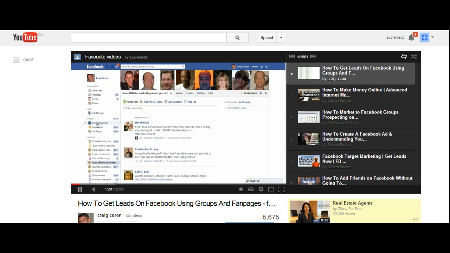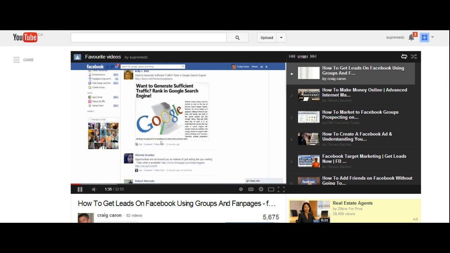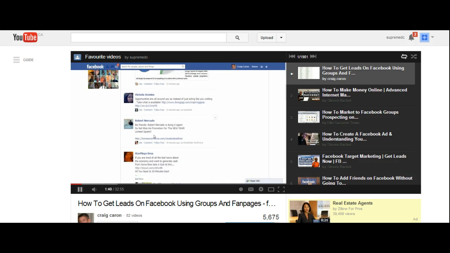We're not going to go into detail. These are just people spewing out their opportunities, and honestly, no one's really looking at it. They're trying to get ahead of you and post their stuff. For instance, if you scroll down here, you're going to see just a lot of garbage. Opportunities are all around, blah, blah, blah.